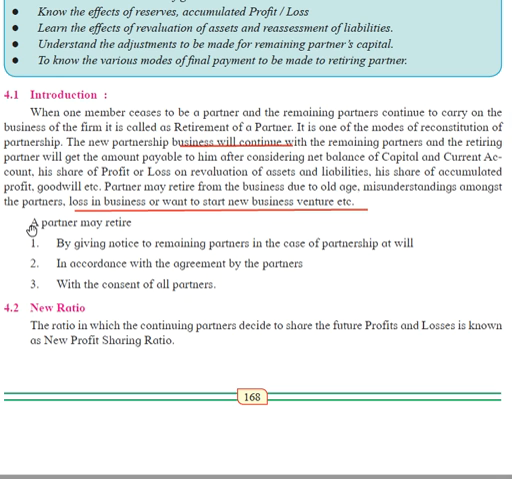A partner may retire by giving notice to the remaining partners in the case of partnership at will, in accordance with the agreement by the partners, and with the consent of all the partners. This is how partners may retire. And now we'll see the new ratio.